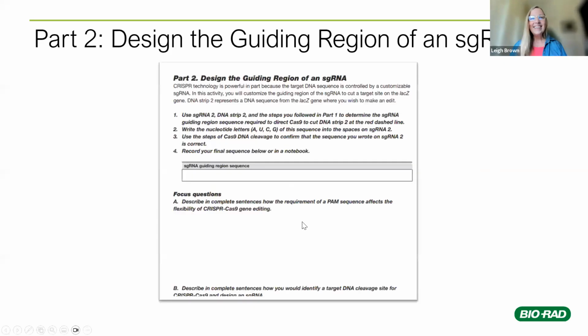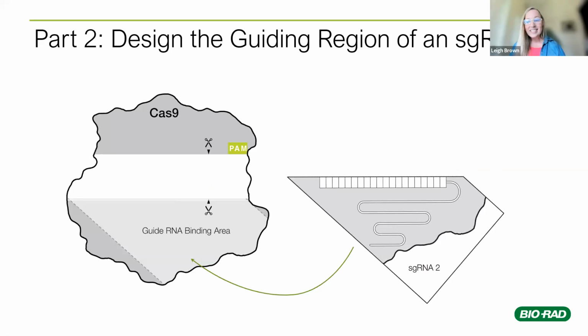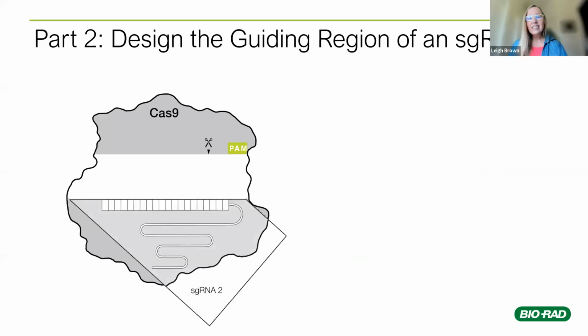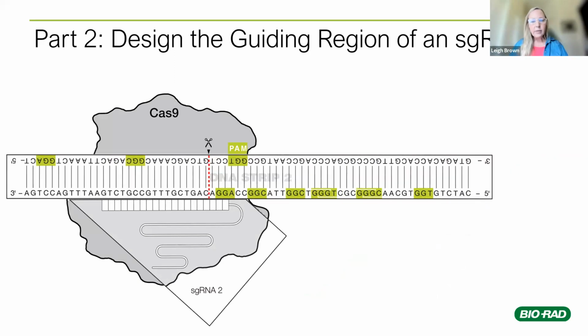Okay, so there's that. Now let's look at designing a single guide RNA. So here's our blank single guide RNA, and this is modeling what scientists do when they are doing research or trying to fix a problem, trying to change a gene. They need to design a single guide RNA that will target a specific area of DNA. So we're going to look at how to do that. Here's our DNA strip 2. This is what they're going to use for this.